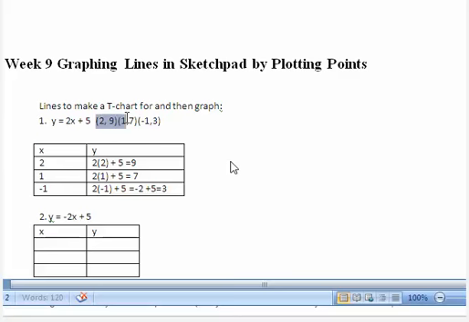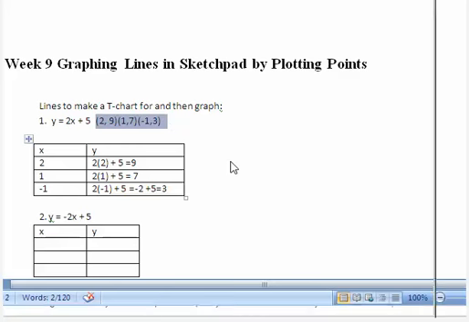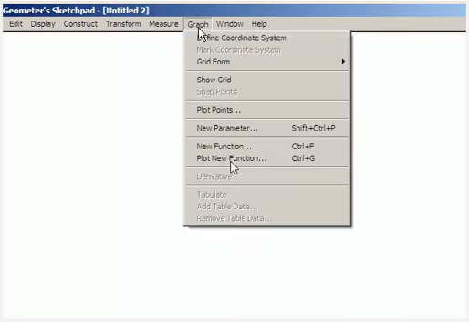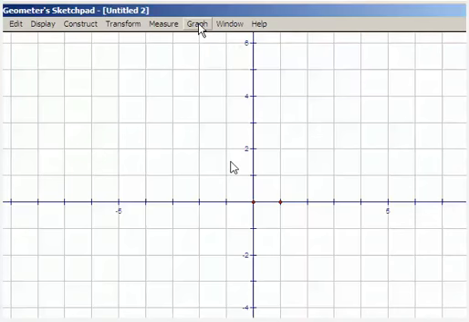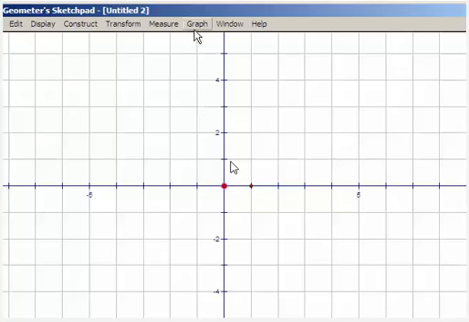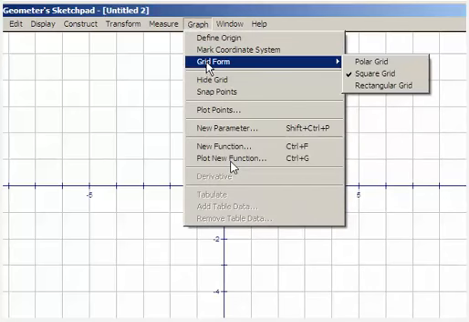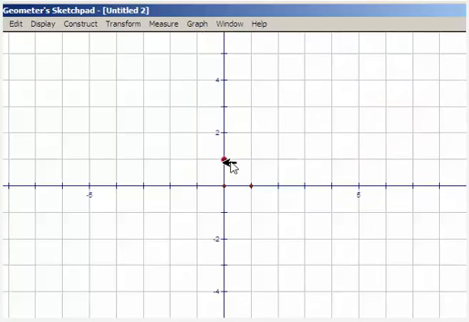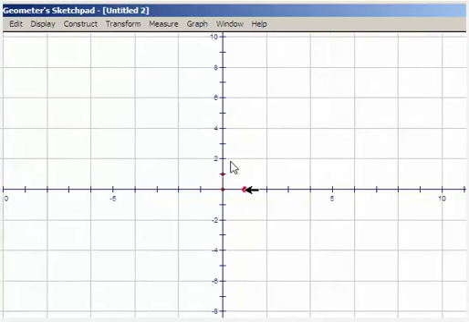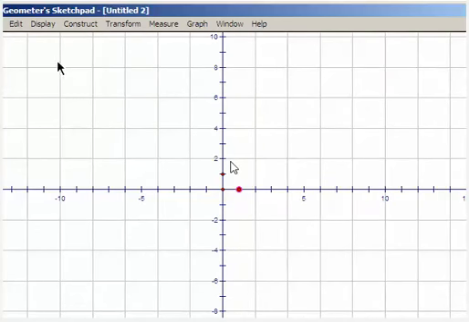Now we're going to look at how you are going to graph these points in Sketchpad. So open up your Sketchpad and, once it's open, make sure you have your window maximized right here. Now it's not maximized, now it is. We want it maximized. And go to Graph, Define Coordinate System. Then we can use this to move it around however we think we need to. If you think it's not going to show enough numbers, we can go back to Graph, Grid Form, pick Rectangular Grid, and now we can move these red dots a little bit closer together so it shows more values. That looks about good.